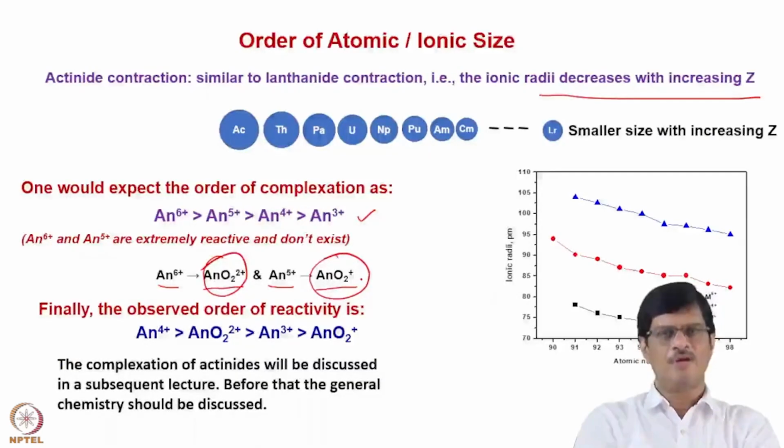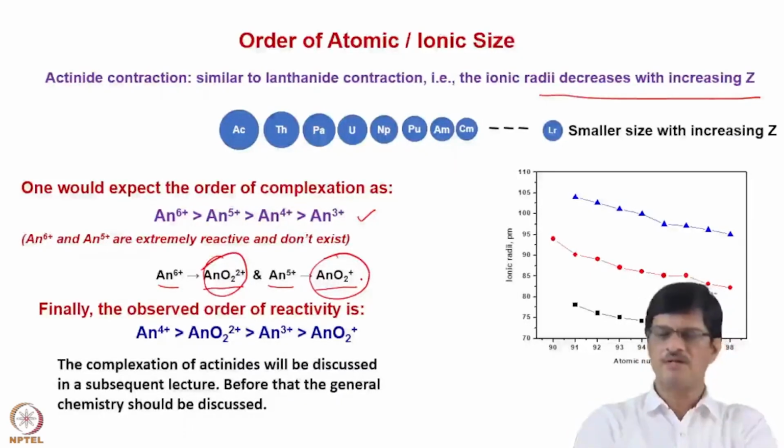Similarly, the actinyl ion in the +5 oxidation state, that is AnO2+, will have somewhat higher reactivity compared to the +2 oxidation state and somewhat lower reactivity than the +3 oxidation state. So the complexation activity of the actinides will be discussed in a subsequent lecture. Before that, we'll be discussing the general chemistry of the actinides.